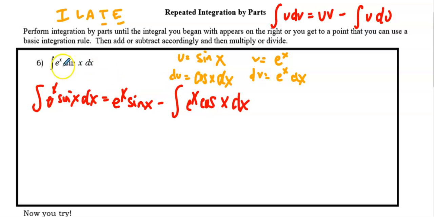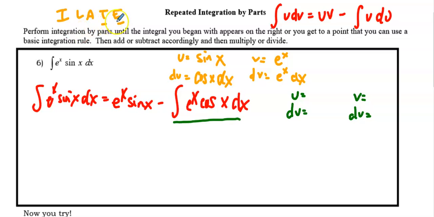You can see that we started with e to the x sine of x, and now we're with e to the x cosine of x. So this is why this is called repeated integration by parts. We now have to use this as our new problem. So now we will integrate this. We're going to do another u, du, v, and dv.